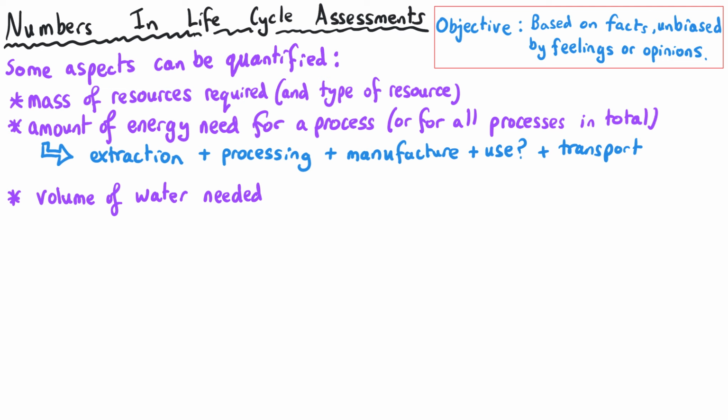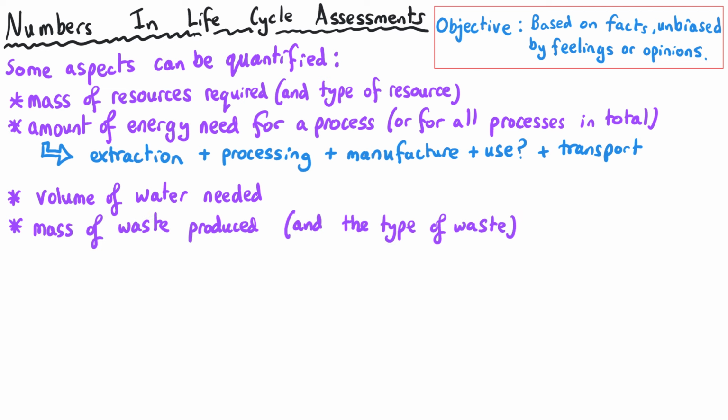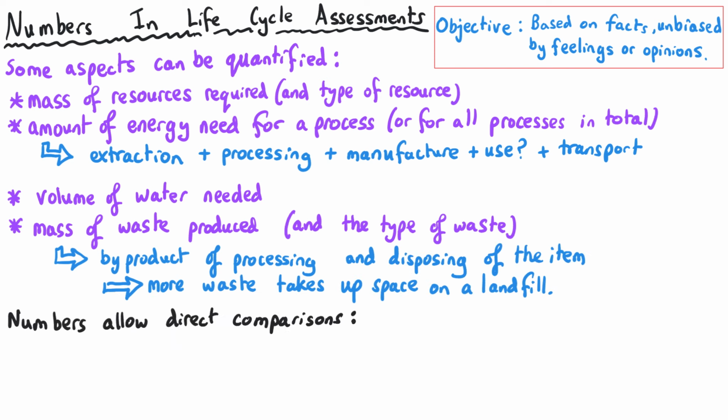We can also work out the quantity of waste produced during the whole of a product's life, whether that is the waste produced as a result of the processing procedure or whether it is the literal waste of the object when it goes to a landfill. Each of these things can be quantified. And then once these things have been quantified, we can make direct comparisons.